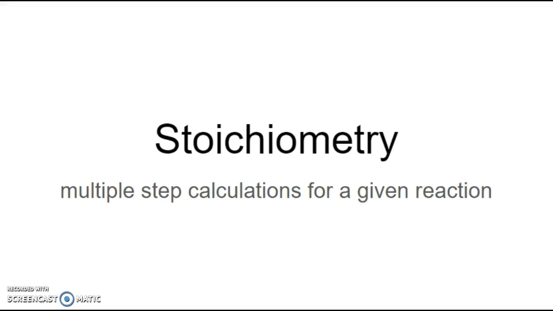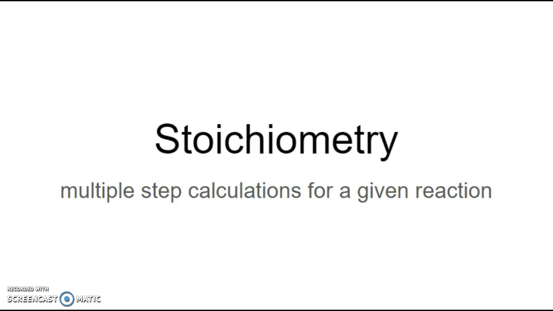Welcome! Today we're going to talk about what to do when you need to involve more than one step of stoichiometry calculations to solve a problem. Sometimes your path will not be direct. You need to go through a couple of different steps using different either mass to mole conversions, mole to mole conversions, or mole to mass conversions, and that's what we're going to do today.